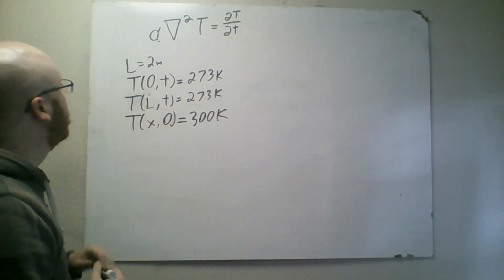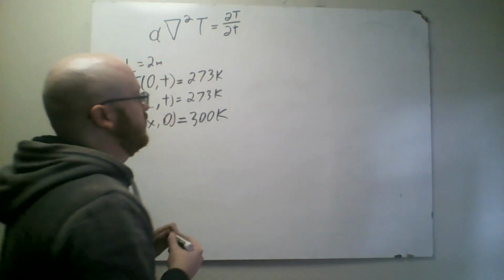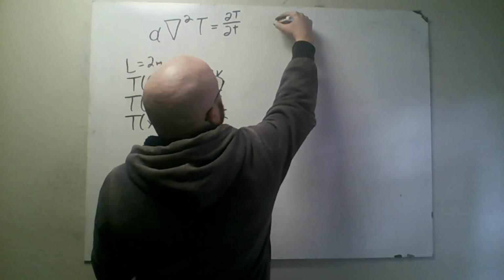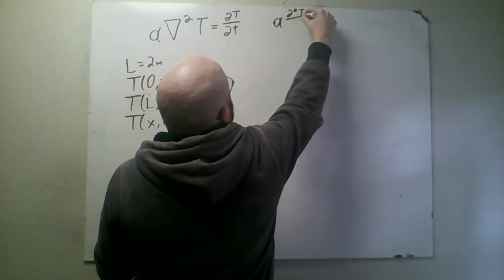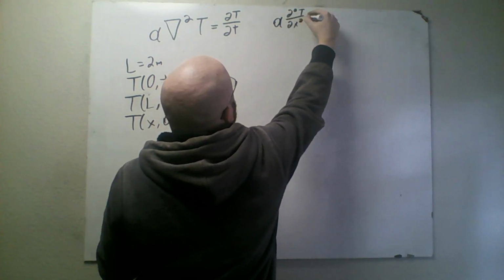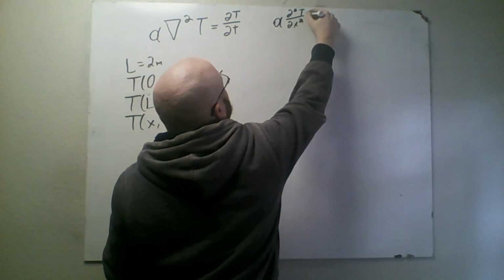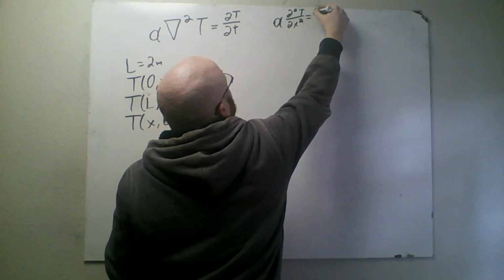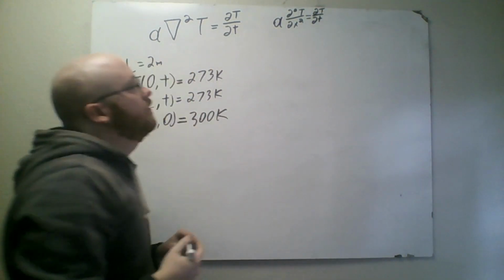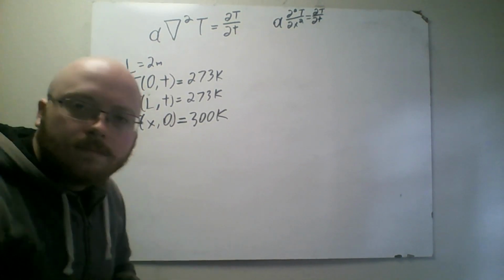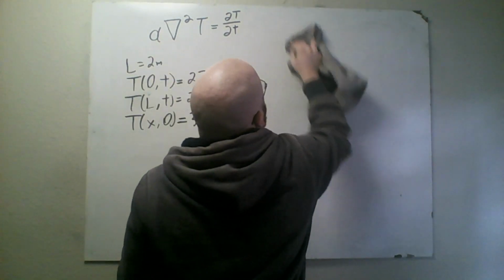Anyway, now that we have these, we're going to rewrite this so we take into account the second derivative of T with respect to x squared. Remember, we're only doing one dimension, so we don't need all three of these. Equals the time derivative. I'll rewrite that. It could be big.